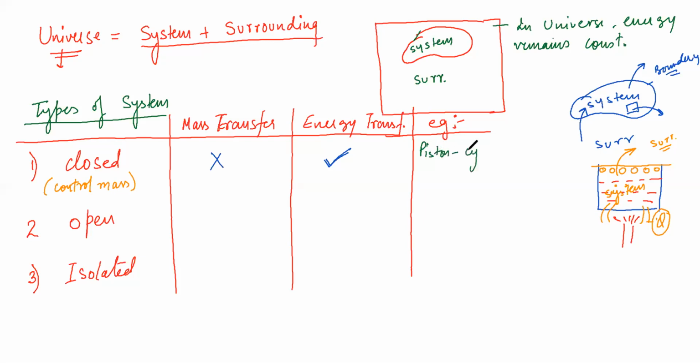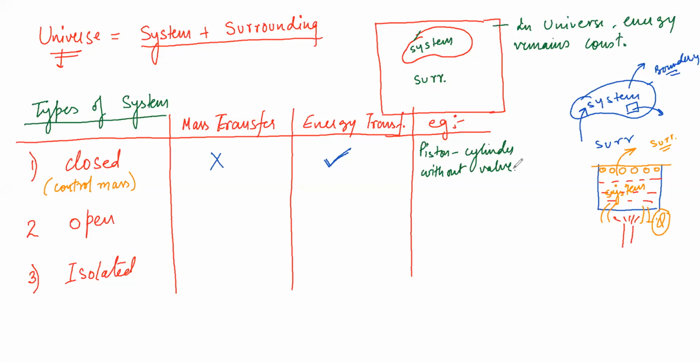Piston cylinder arrangement, but the condition is it should be without wall, right? It should be without wall. Okay. I believe you have understood what is closed system.